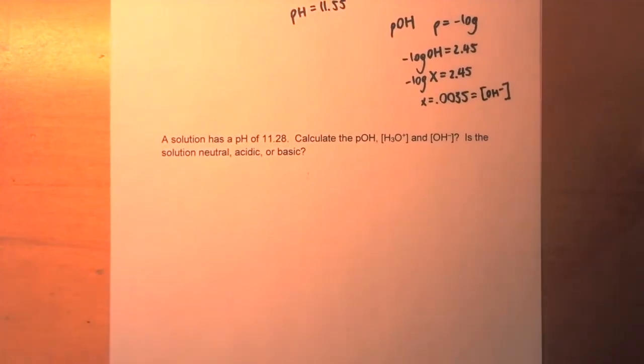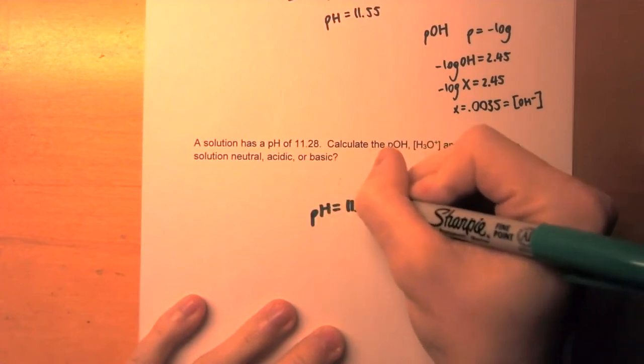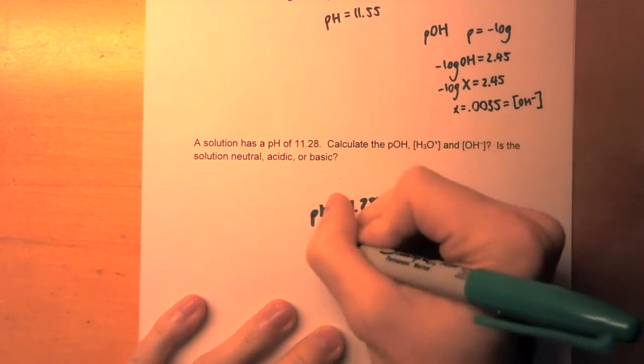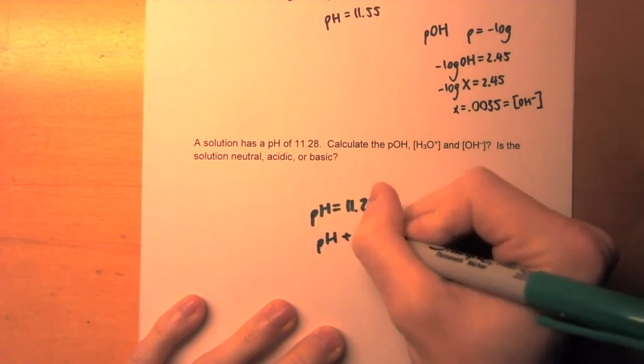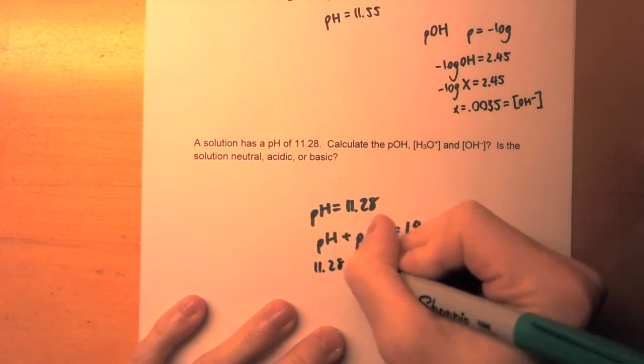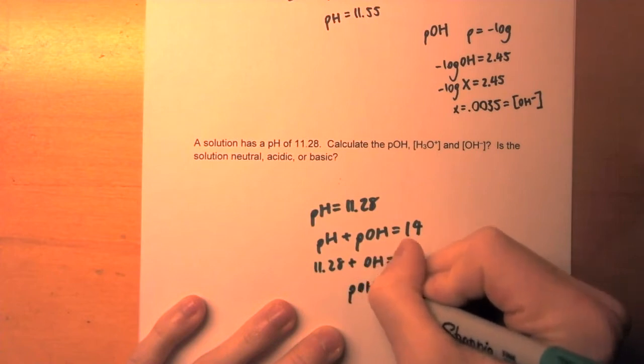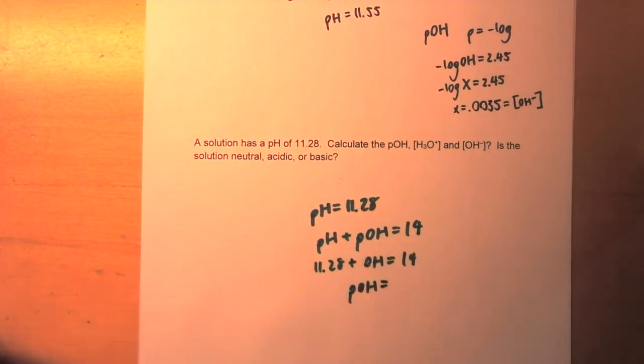A solution has a pH of 11.28. Calculate POH, H3O plus concentration, and OH minus concentration. So let's calculate the POH first. The first thing we need to do: pH is equal to 11.28. And we know pH plus POH is equal to 14. So we have 11.28 plus POH is equal to 14. And our POH would be 2.72.